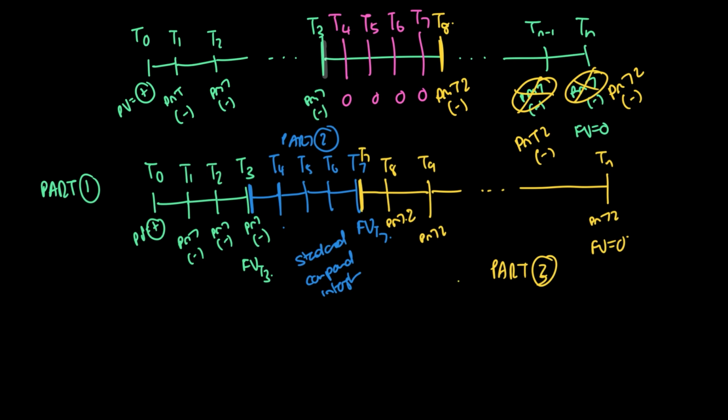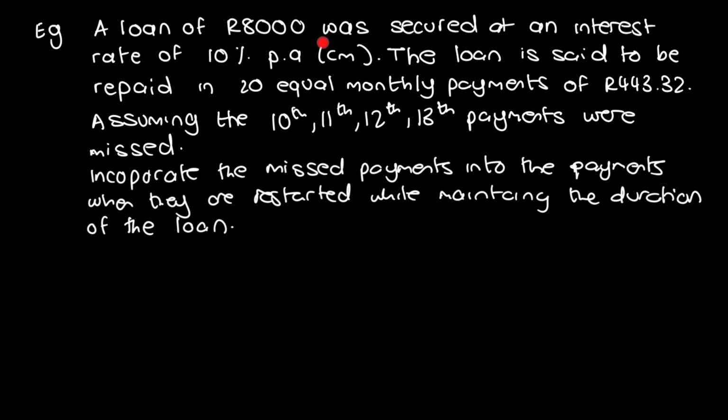And so we have a loan of $8,000 that was secured at an interest rate of 10% per annum compounded monthly. The loan is said to be repaid in 20 equal monthly payments of R443.32. And assuming the 10th, 11th, 12th, and 13th payments were missed, we're going to incorporate the missed payments into the payments when they restart, while maintaining the duration of the loan.